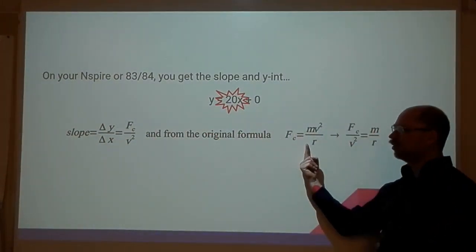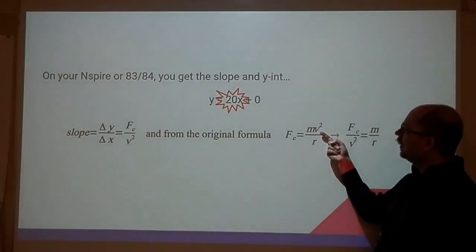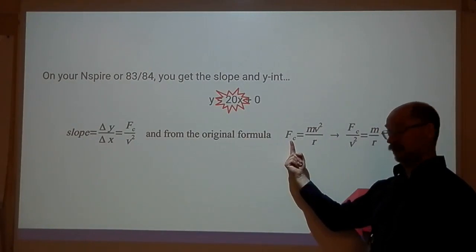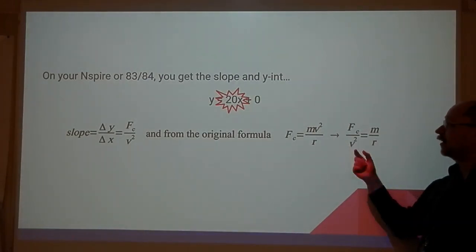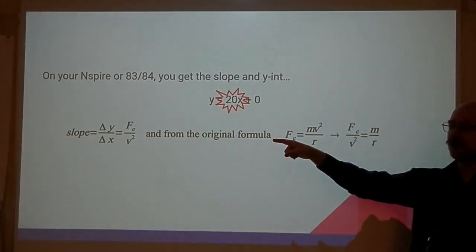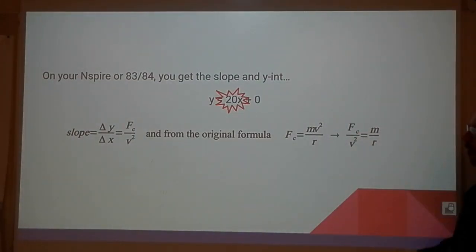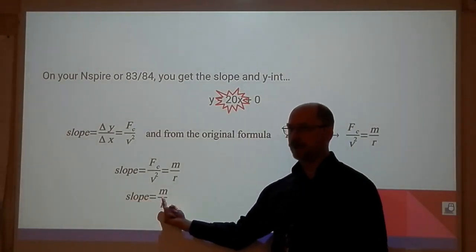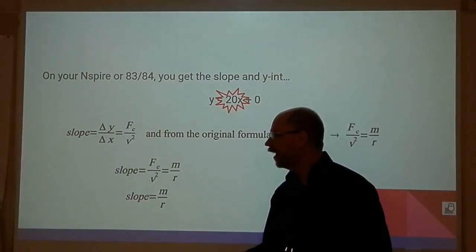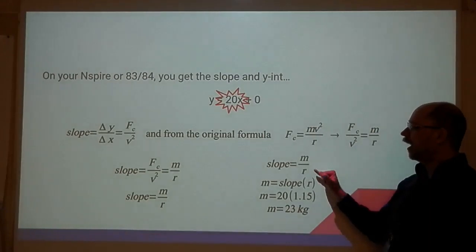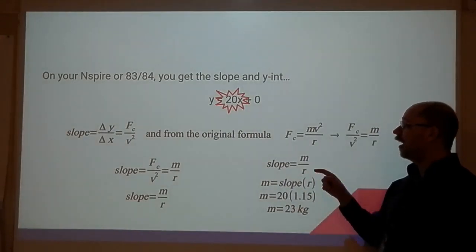But I can take my original formula and manipulate it to get Fc over v squared, because dividing this side by v squared divides this side by v squared also, so that I get something that looks like this. The nifty part is, if slope equals centripetal force over v squared, and centripetal force over v squared also equals m over r, I can just put those together. Slope equals m over r, because they're both equal to the same thing, Fc over v squared. Now, I can take the formula. I know the radius because they gave it to me. I have the slope. It's just a number I calculated. And I can find the mass.